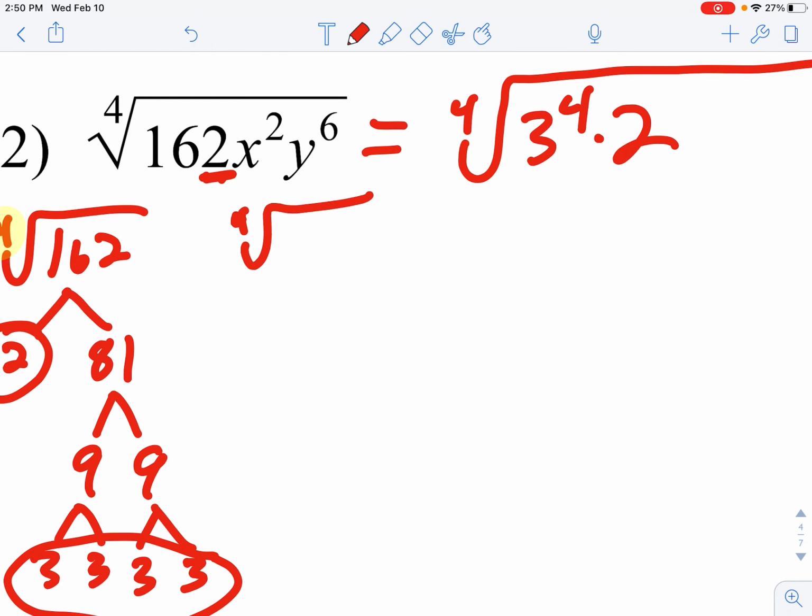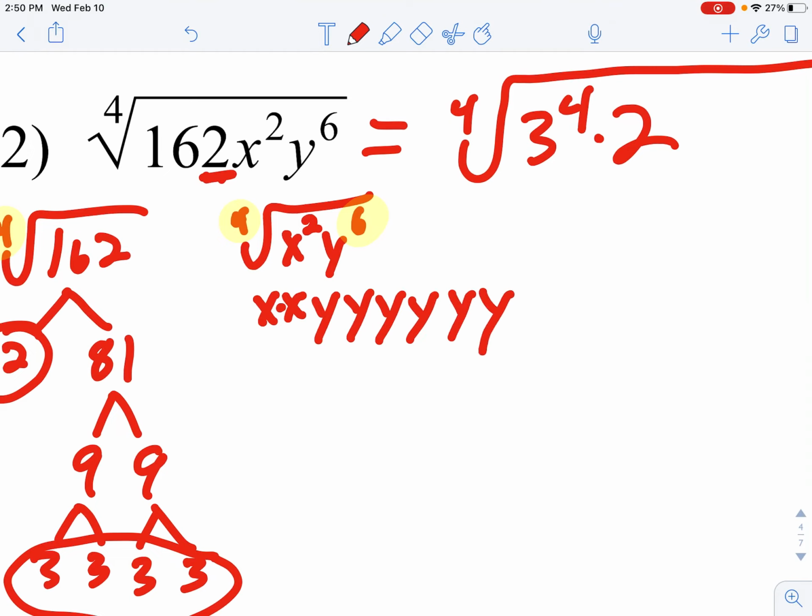4th root of x squared y to the 6th. Okay, x squared, you can break it down into x times x, but there's not 4 of them, so it's almost pointless to do that. Y, since this power is higher than that power, this one will be worth the effort. 1, 2, 3, 4, 5, 6 y's there.